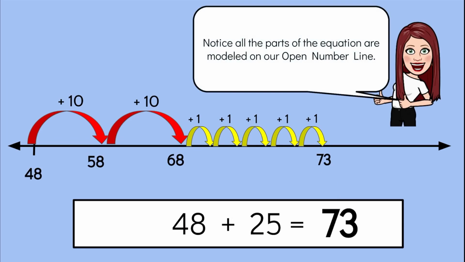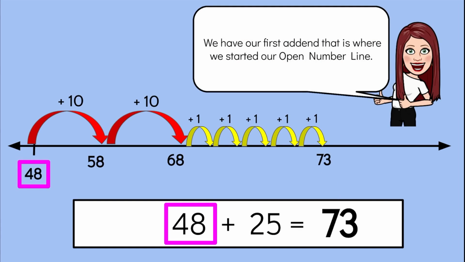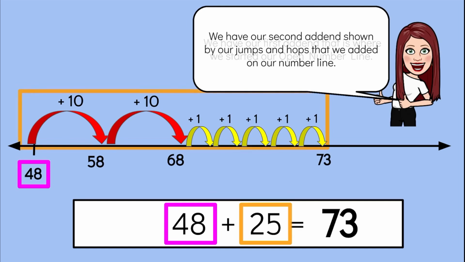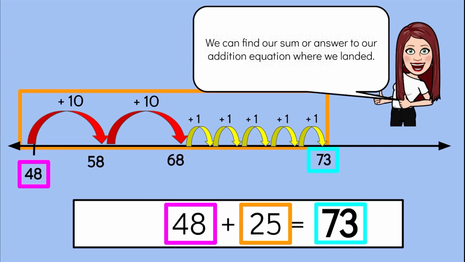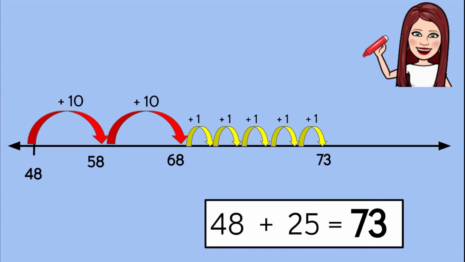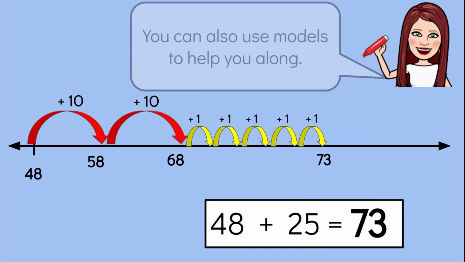Notice all of the parts of the equation are modeled on our open number line. We have our first add-in, that is where we started on our open number line. We have our second add-in shown by our jumps and hops that we added on our number line. And we can find our sum or answer to our addition equation where we landed.